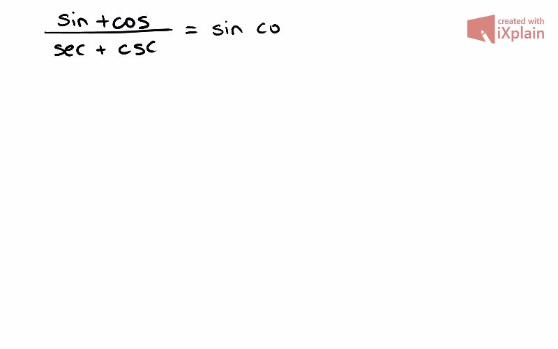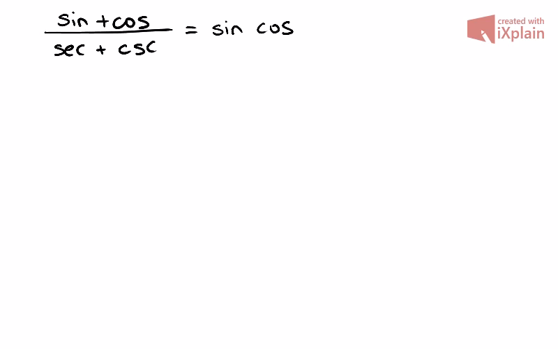All right. We have one more problem on the mini lesson. Let me go ahead and write that down for you. Okay, I have sine plus cosine all over secant plus cosecant. So I need to work this out.